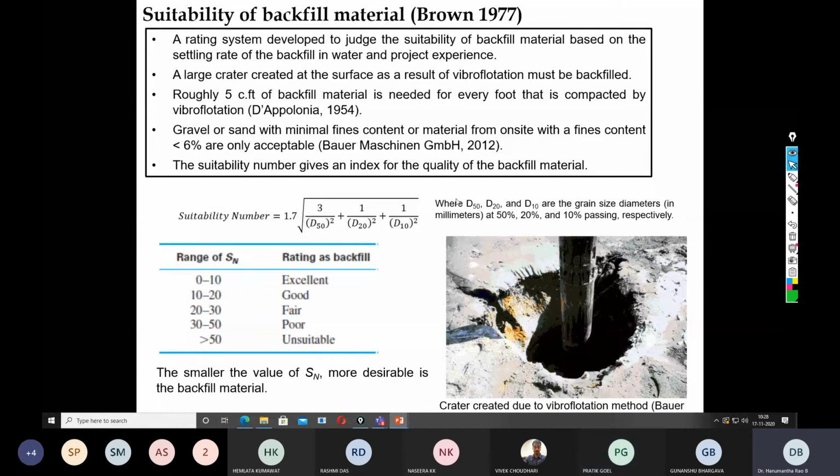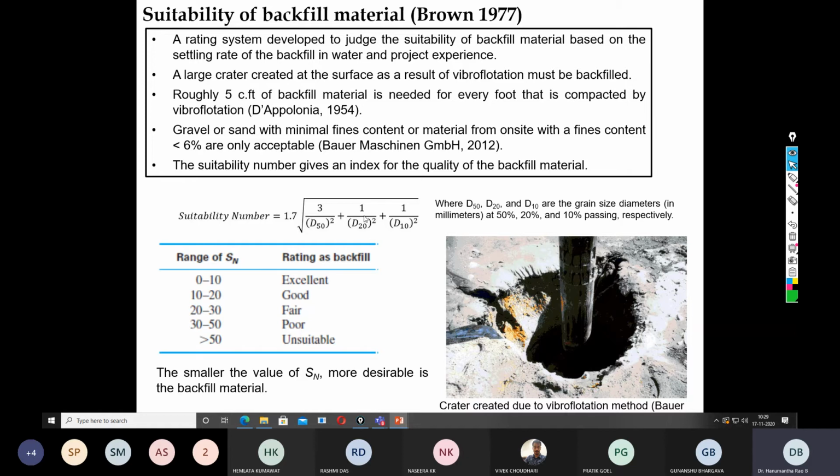Okay. Now, since the first slide we were talking about the backfill material, can I use any kind of aggregate as a backfill material, or is there any specific criterion which helps me to select the aggregate which is ideally suitable as a backfill material? Accordingly, a rating system was proposed by Brown in the year 1977. This is called the suitability number. This is the equation he has given. Depending upon the value of the suitability number, we can say whether those particular aggregates are useful or not useful.